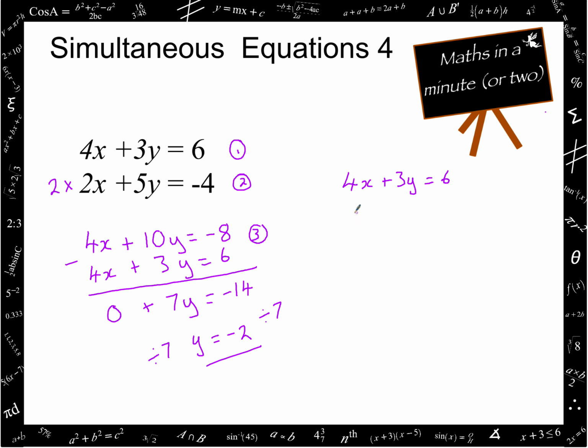Replace the y with a minus 2, so we've got 4x minus 6, because 3 times minus 2 is minus 6, equals 6. Okay, now solve this. We're going to add 6 to both sides. That gives us 4x equals 12. Divide both sides by 4, so x equals 3. So the answer was x equals 3 and y equals minus 2.